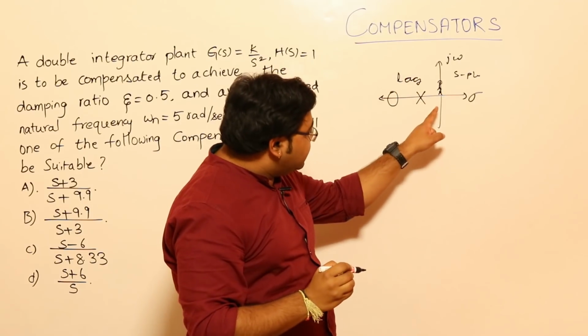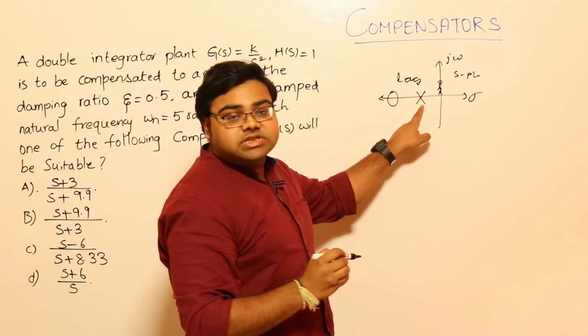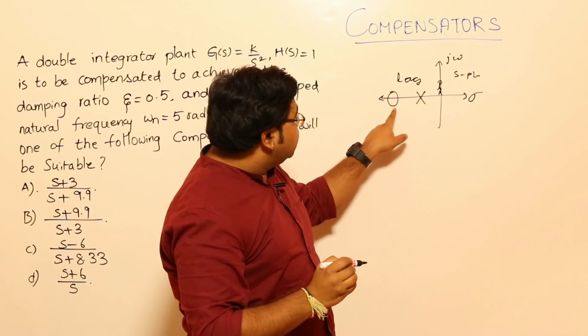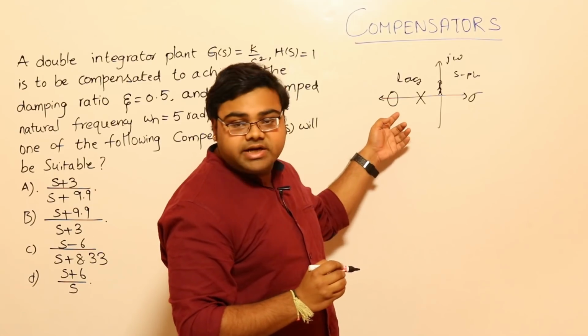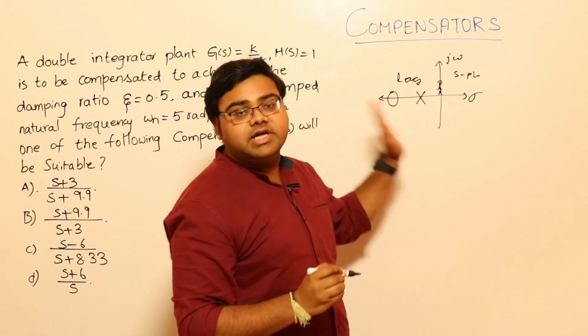Because you're standing here, you are seeing the pole first. You wanted the 0 to be leading, but no, this is lagging, right? Because it is coming behind. It is coming behind because of it. This is a lag compensator.